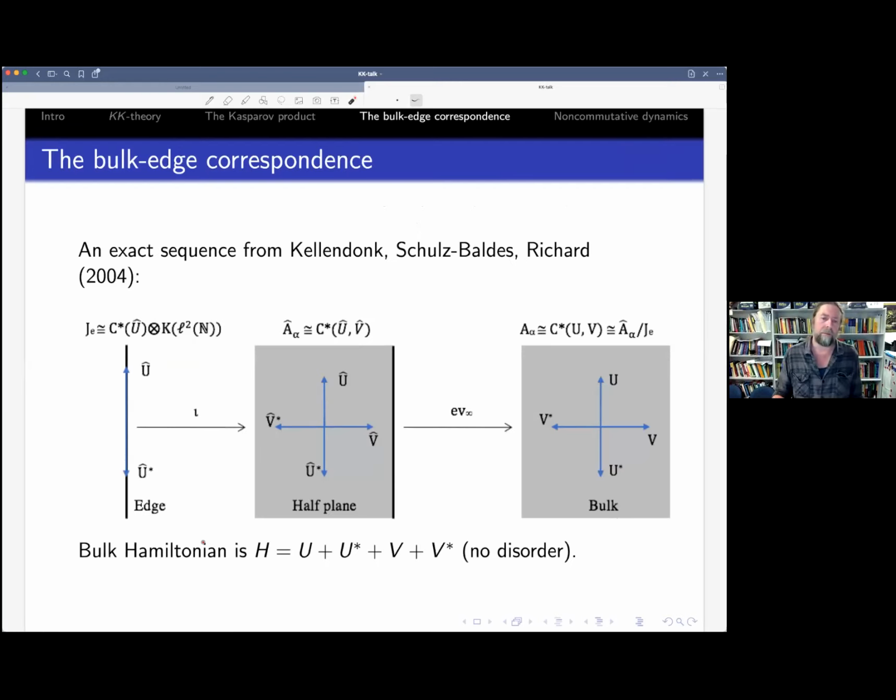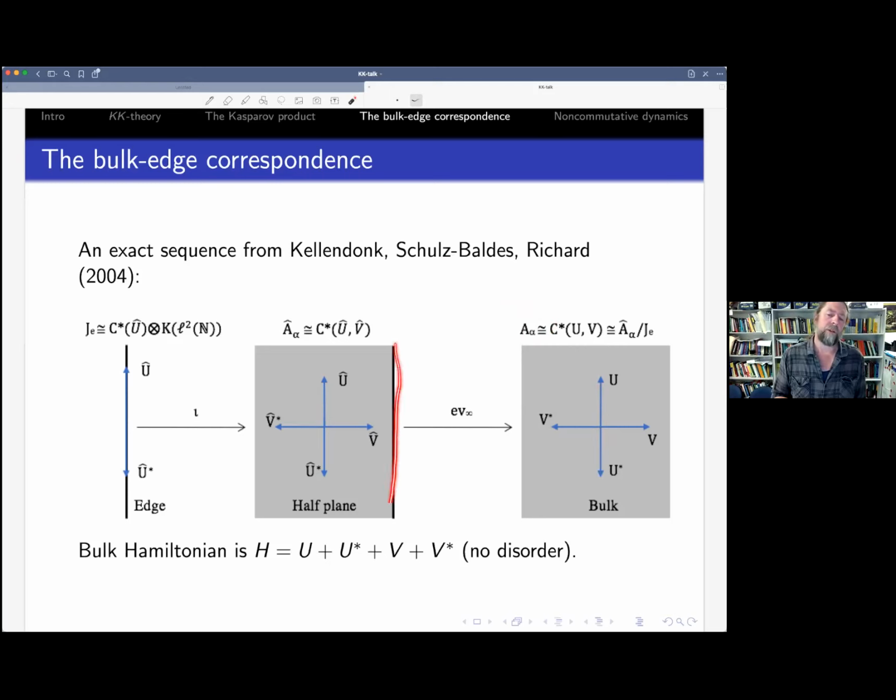Now, somewhat later, Kellendonk, Schulz-Baldes, and Serge Richard gave us an exact sequence. So I'm going to do this in the simplest possible case. Here's my 2D material, and I'm just going to model it by integers squared, which is pretty lazy, but let's do that. And U is then going to be the bilateral shift in one direction. V is the bilateral shift in the other direction. Except they don't commute. Because of the magnetic field, as you move around a square, you're going to pick up a phase factor. And so this guy here is actually a rotation algebra.